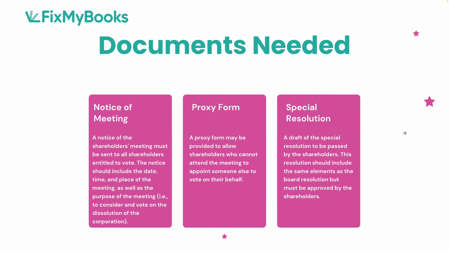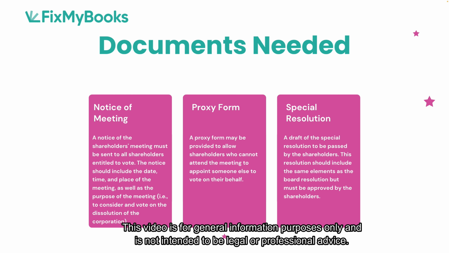Okay. So documents needed: notice of meeting, proxy form, and special resolution. And I kind of touched on proxy form before. A notice of the shareholders' meeting must be sent to all shareholders entitled to vote. The notice should include the date, time, and place of the meeting, as well as the purpose of the meeting, i.e. to consider and vote on the dissolution of the corporation.